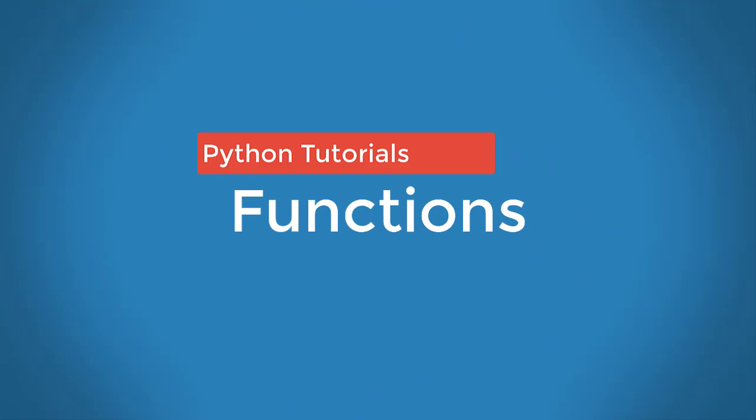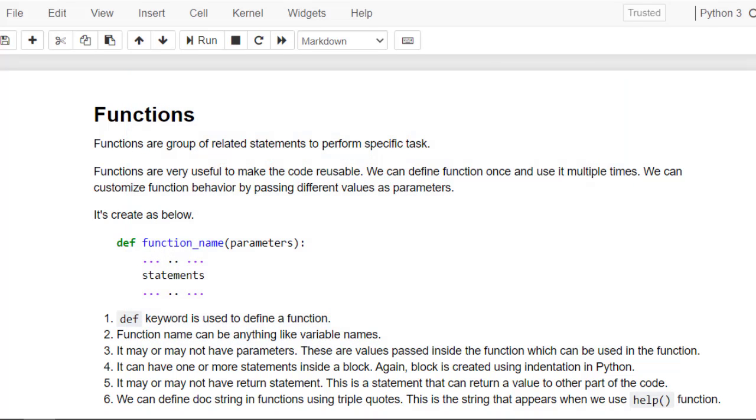In this video, we are going to explore one of the basic structures of programming. They are called functions. Functions are a group of related statements to perform a specific task. The keyword is specific task. So functions have a specific purpose and you will create them in order to achieve something. Functions are very useful to make your code reusable.